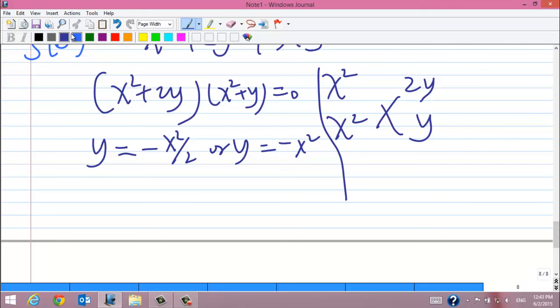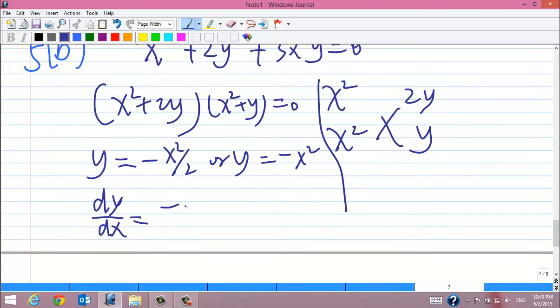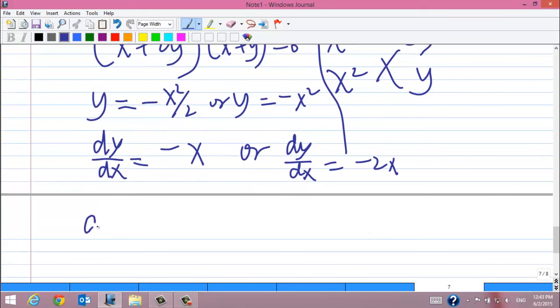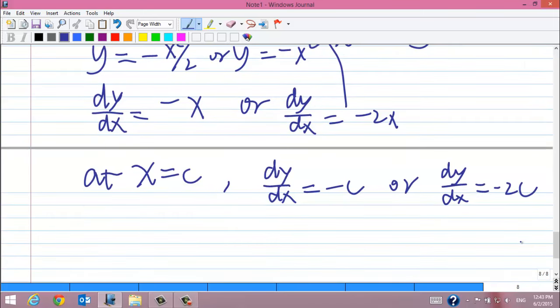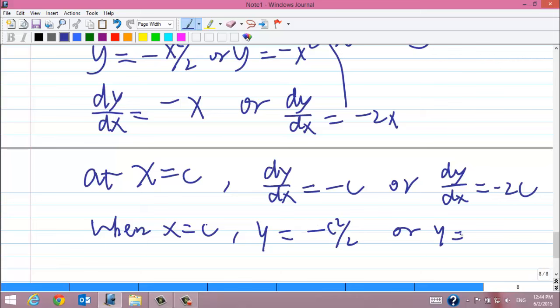Differentiate, because they talk about the tangent, right? Whenever they talk about tangent, just differentiate. So dy/dx equal to minus x, or dy/dx equal to minus 2x. Now they tell you at x equal to c, so your dy/dx is equal to minus c, or dy/dx equal to minus 2c. So with that we can find the tangent. Now when x equals c, we need to find y. When x equals c, y equal to minus c squared over 2, or y equal to minus c squared.